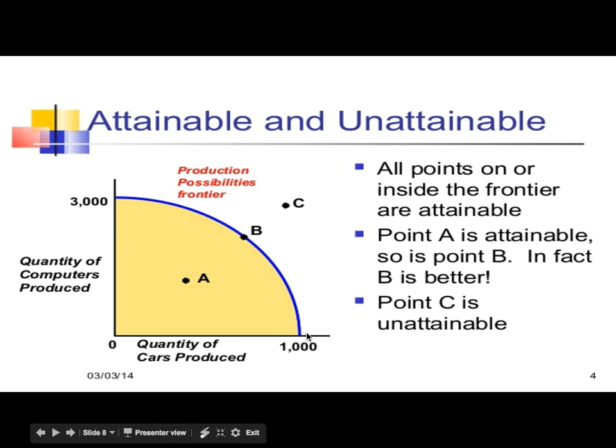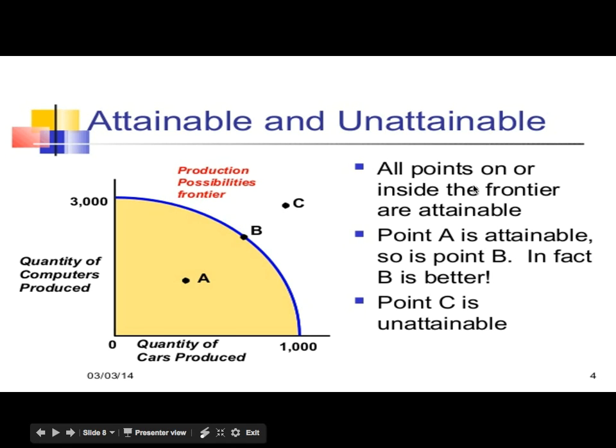We've got this curve. Now, this line represents your maximum efficiency. Your company is operating at full scale. You can make 3,000 computers, or you can make 1,000 cars, or you can produce anywhere along this line. Whereas at point B, you're making about 2,000 computers, and you're making maybe about 800 cars. That is one point along your production possibilities curve.